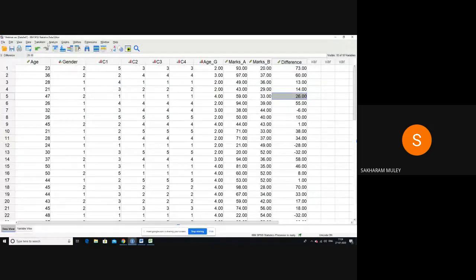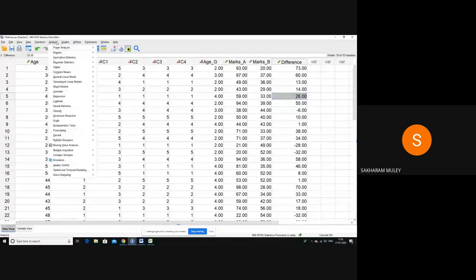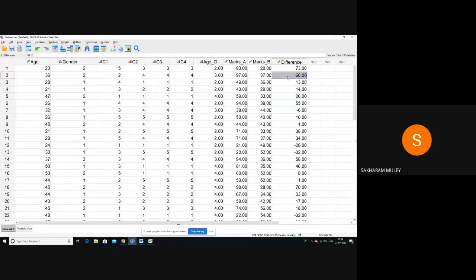Now for paired comparison, analyze. Just let me repeat it. For applying a paired test and to test the normality in case of paired data, first of all we found the difference and then we test the difference for normality. So that's how we go for test of normality in case of paired data.